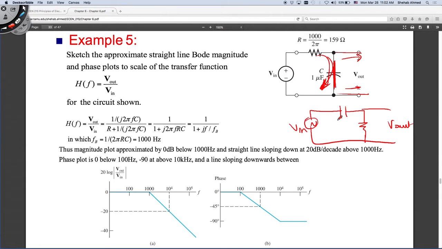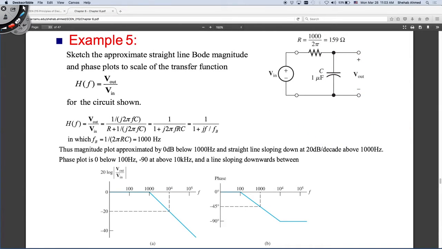Same reasoning. A capacitor for DC is an open circuit. For AC, it's a short circuit. So if I put a low frequency source here, DC for example, this capacitor is an open circuit. Nothing will go through, right? How about if I put a high frequency source here? If I put a high frequency signal here, this capacitor is a short circuit. Everything at the input will go straight to the output. That's why this is a high pass filter. Okay?